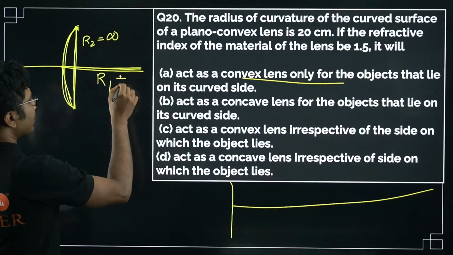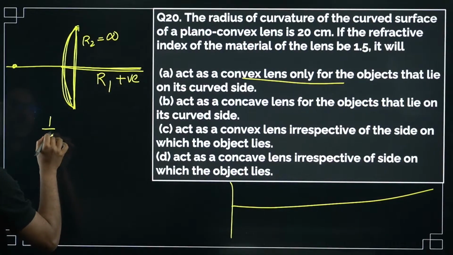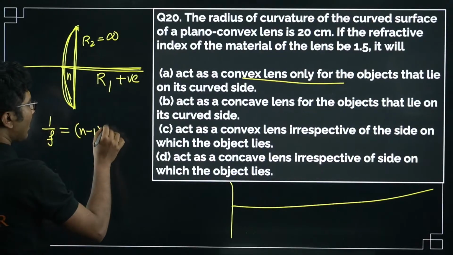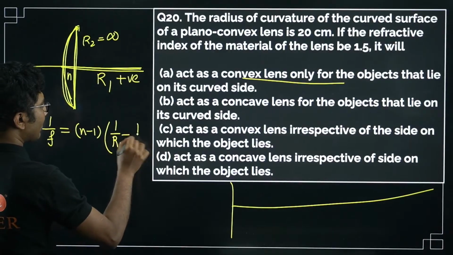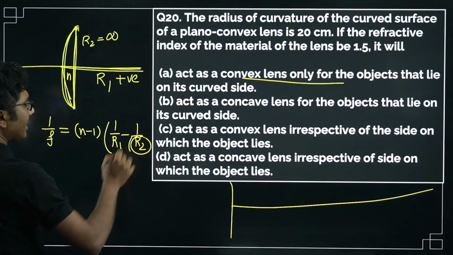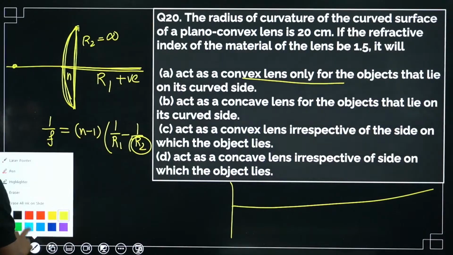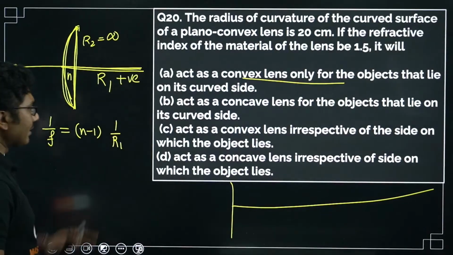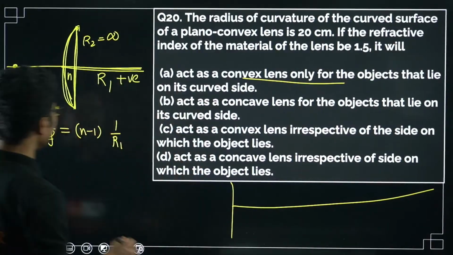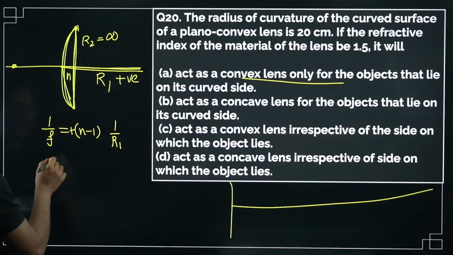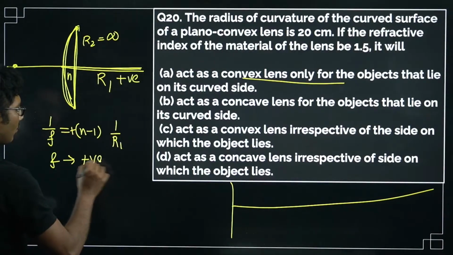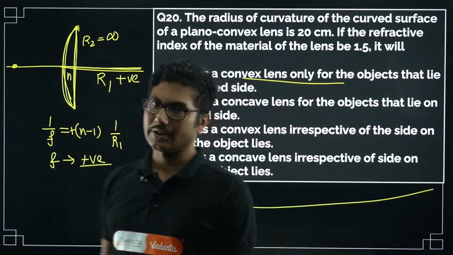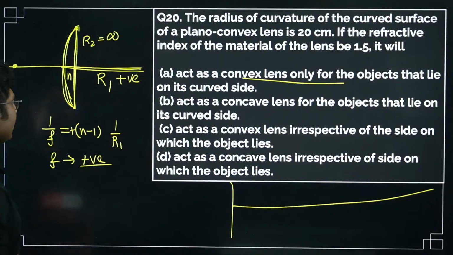So R1 is positive. Now what is the lens maker's formula? Lens maker's formula is 1 by f equals n minus 1, where n is the refractive index of the medium, times 1 by R1 minus 1 by R2. But R2 is infinity, so 1 by infinity is 0. So we get the focal length as 1 by R. You can exactly calculate the focal length as well, but we are not doing it. We are only interested in the sign. So the focal length is turning out to be positive. Positive means it is behaving as a convex lens. So if the focal length is positive, it is a convex lens.